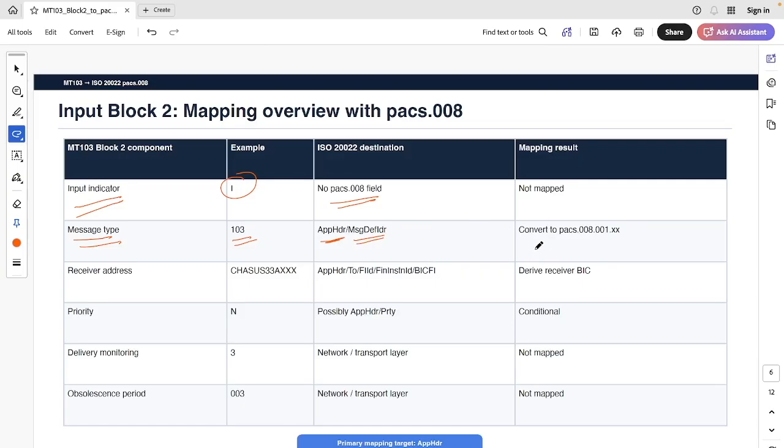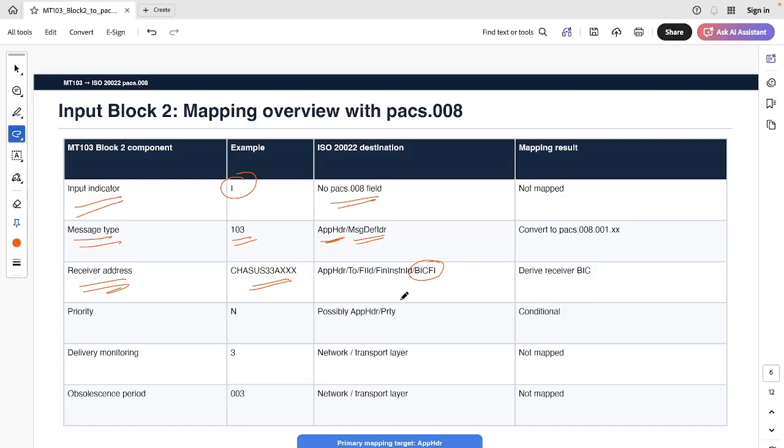So the exact version, since the pacs message has many versions, depends upon the market practice or implementation, such as CBPR plus, SBPS plus, or a domestic payment scheme. Then the third component is the receiver address. This identifies the direct FIN receiver. It can be used to derive the receiving institution's BIC and populate the To party in the business application header in ISO 20022 format. So it basically comes under the BICFI element. The precise header structure varies by business application header version, but the business idea remains the same.